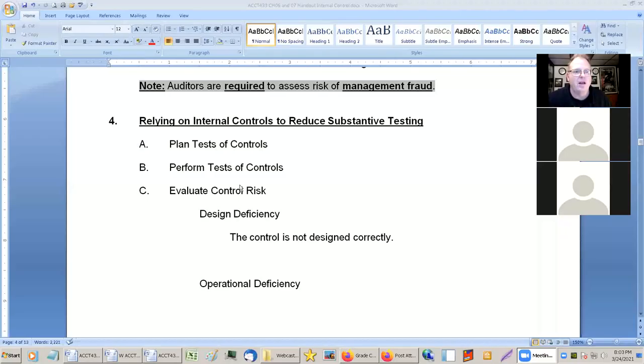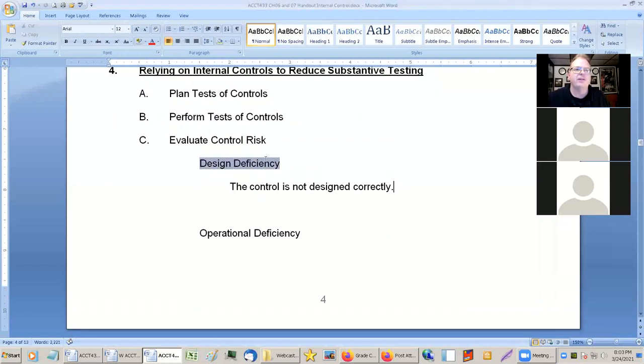I think this is at the end of the page. Let me do something here. Yeah, so you'll have two different things. You'll have a design deficiency, and this is when the control itself is designed incorrectly.